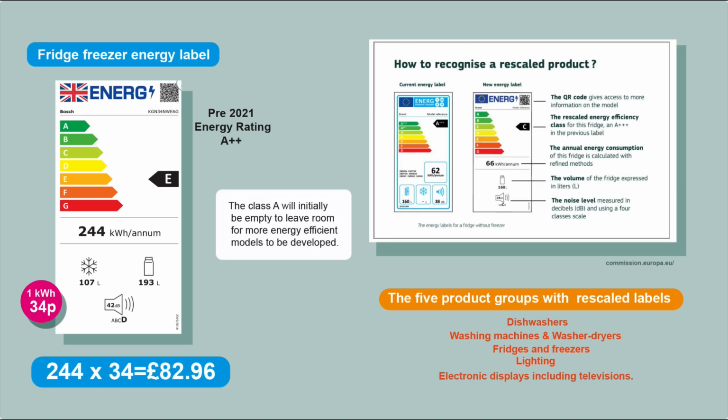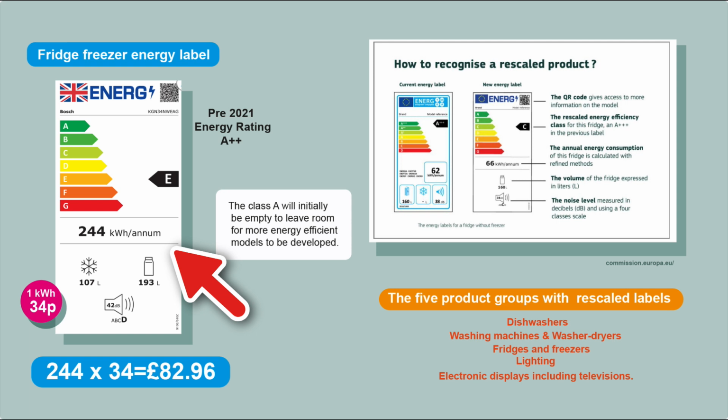They changed the energy labels recently for dishwashers, washers and washer dryers, fridges and freezers, lighting and electronic displays, including televisions. But this particular fridge freezer I was looking at had an energy rating of A++. They got rid of all the A pluses. People were getting confused about what it meant. Is there that much difference between A plus and A++ and A+++? The top, the green, is the best rating, down to the bottom rating G.